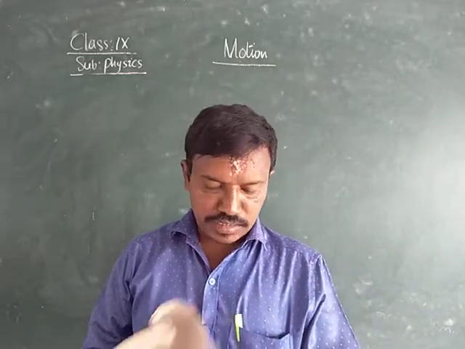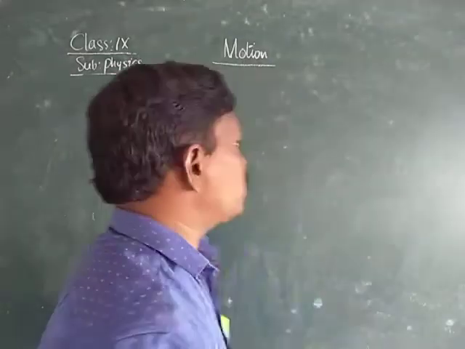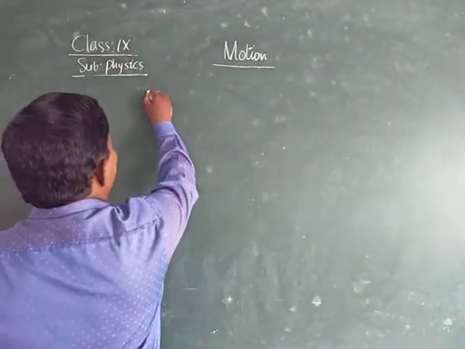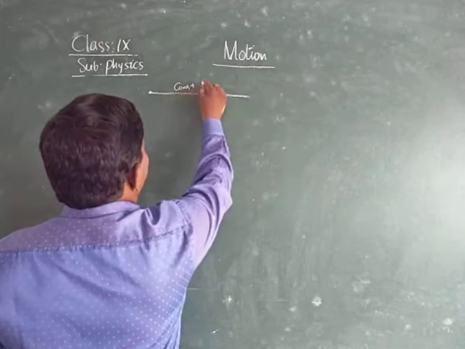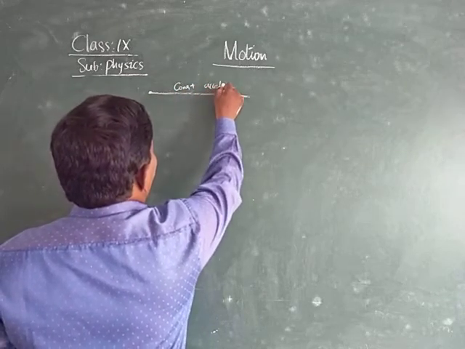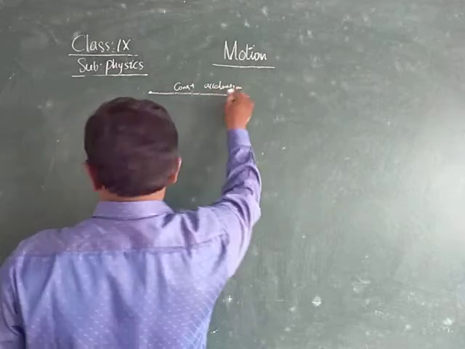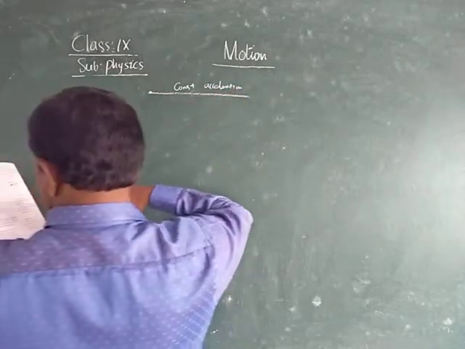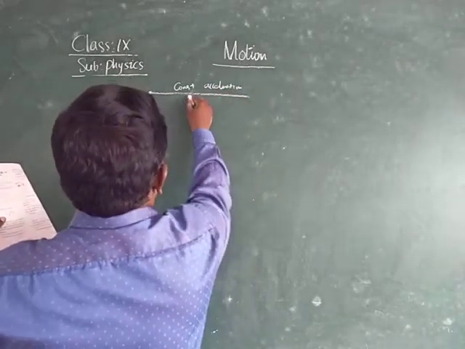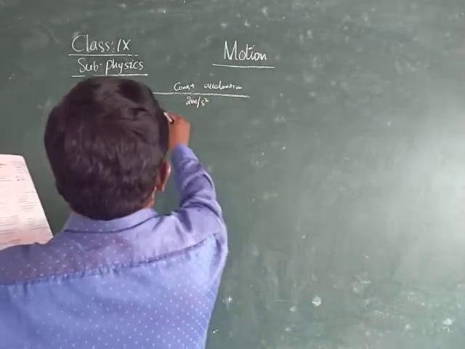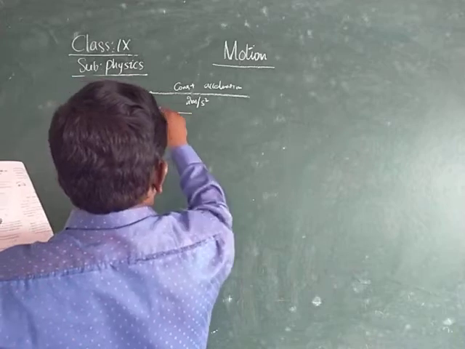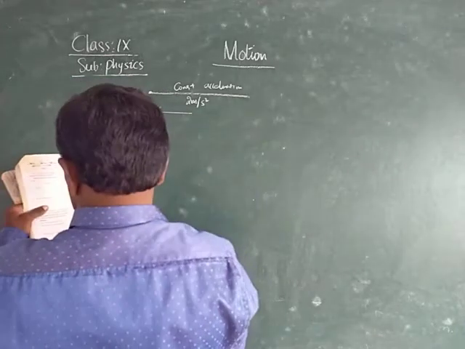See here, a particle is moving with constant acceleration. Constant means acceleration is the same. Constant acceleration of 2 meters per second square. It is moving due west, east to west.